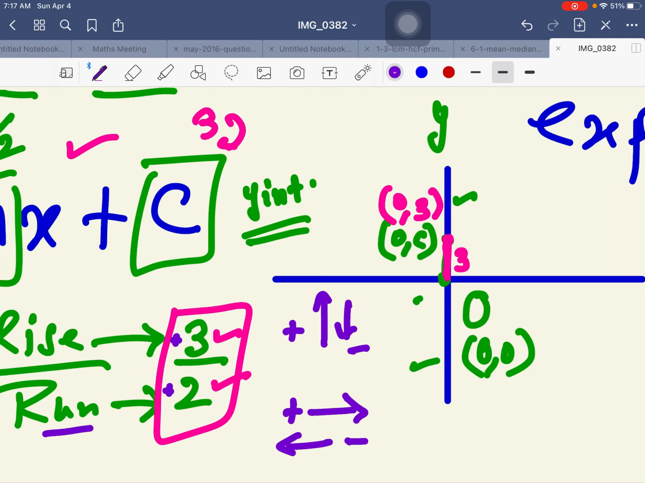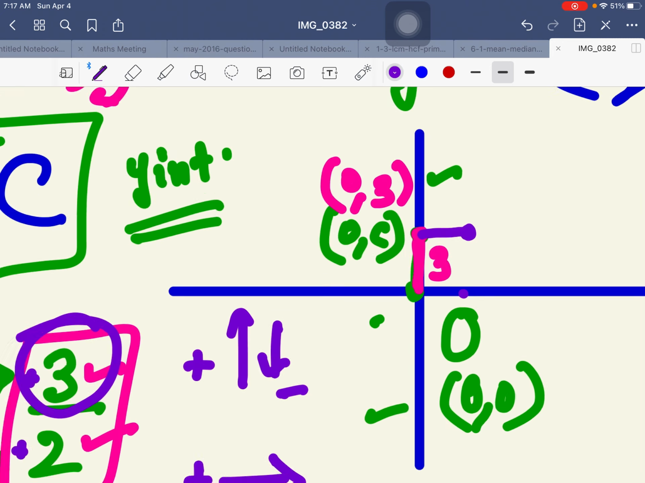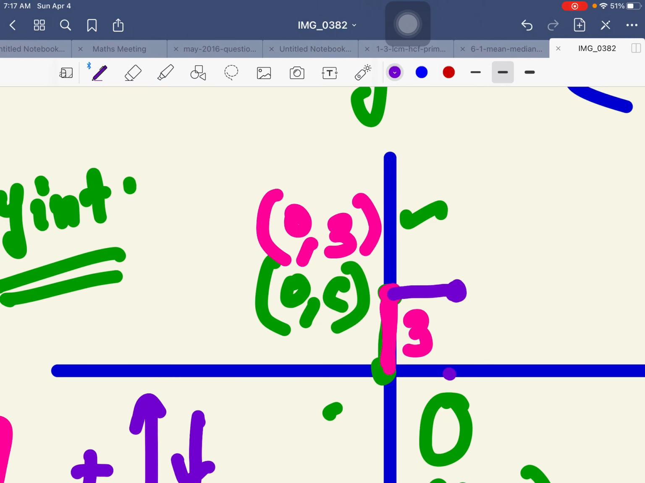Okay, so my run is 2 in this case. Suppose 2 is up till here. I move 2 points rightward and stop there. Run is done. After that, rise is 3. From this point where I stopped in the run, I will rise 3 points up. Suppose this is 1, 2, and 3. You can match up with the y-axis. Suppose this is 3 up. So this must be 6 basically. This point is 0, 6.